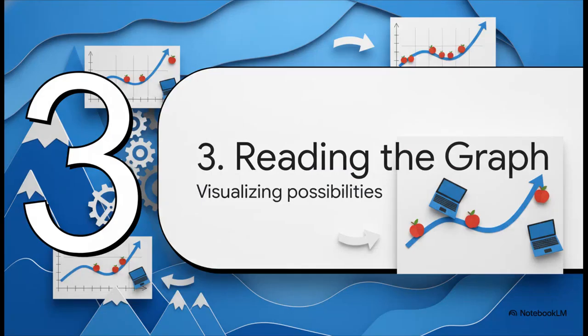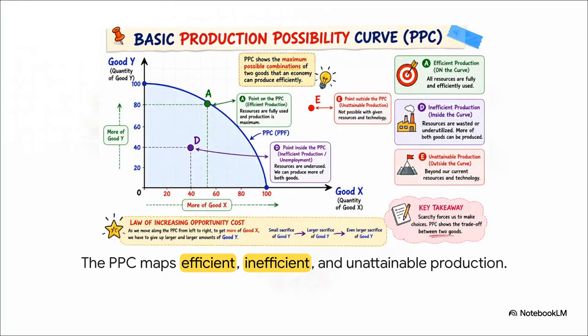Section 3, reading the graph and visualizing our possibilities. Now, what's really interesting here is how this curve physically maps out what a society can actually achieve. That blue curve bowing outward, that's our safe zone. Any point resting right on that line, like point A, represents total efficiency.